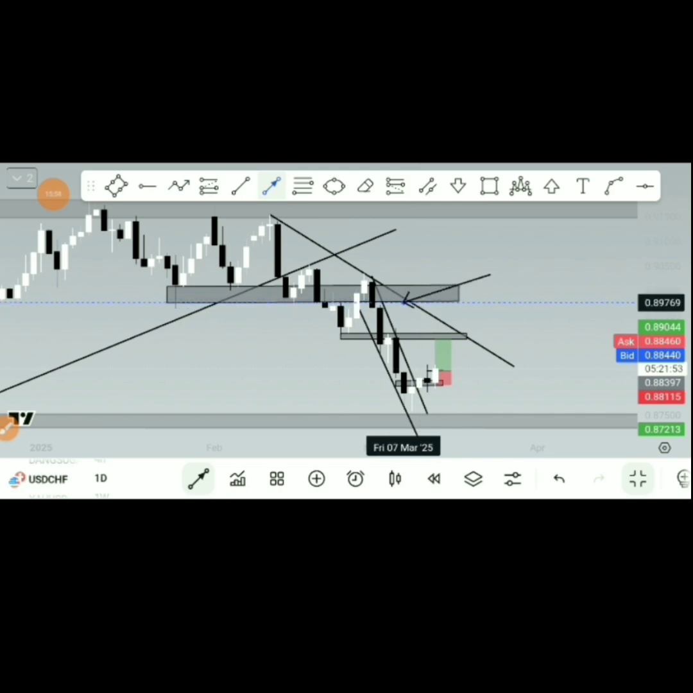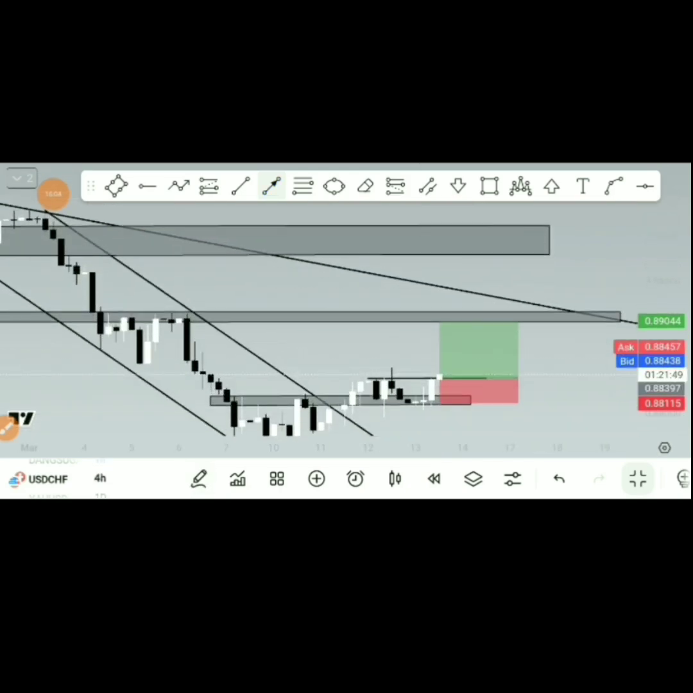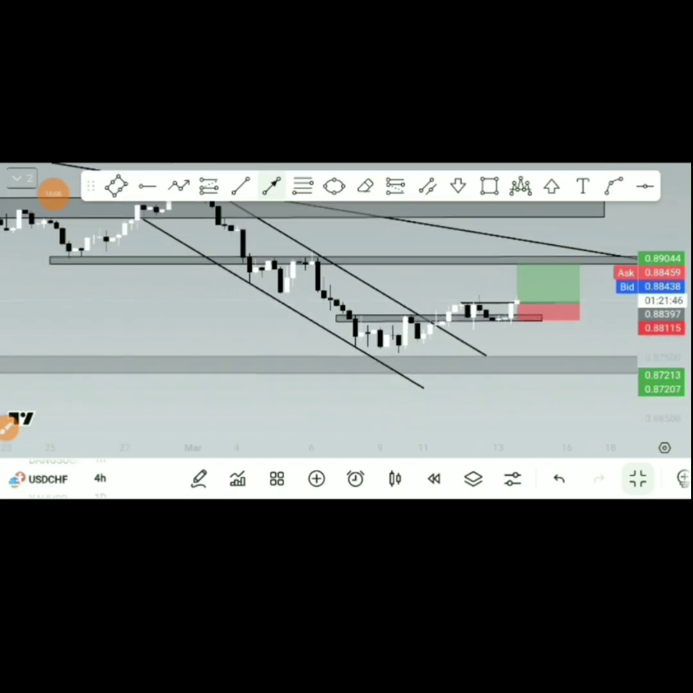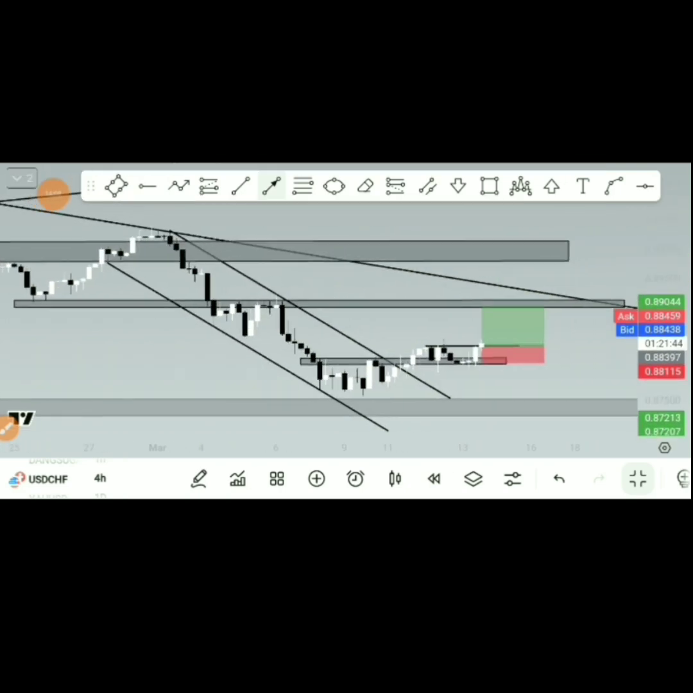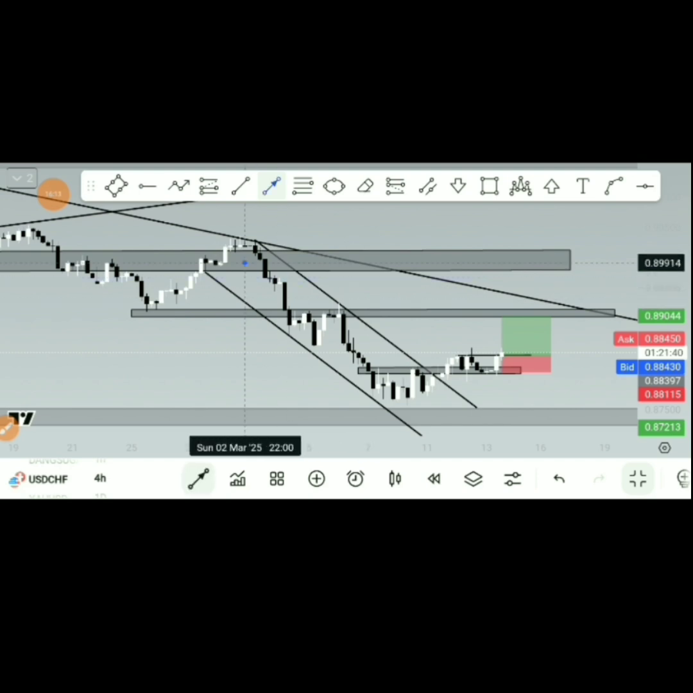So after that, here is where we go on the 4-hour time frame. You guys don't complain about the phone settings. I'm teaching those who don't have a PC, I mean a laptop. So here is where we go with a downtrend. Very nice downtrend. We had a breakout of that downtrend.